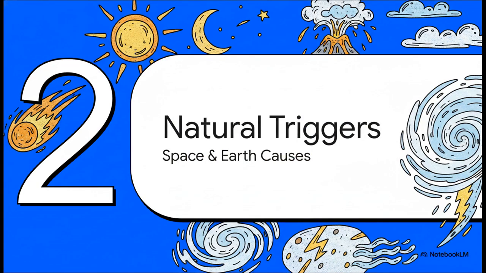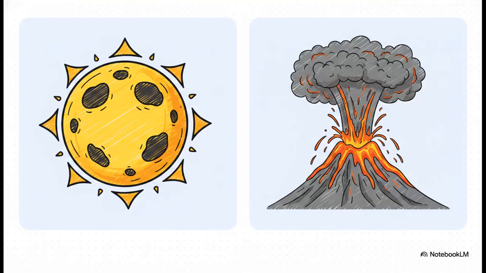Moving on to Section 2, Natural Climate Change Triggers. Now that we've got our baseline map, we have to look at the massive natural forces that can completely disrupt those established zones. And this is a crucial point. Climate change isn't purely a modern, human-made phenomenon. It has deep historical roots driven by two main categories: astronomical and terrestrial.